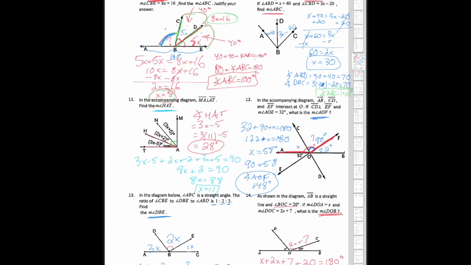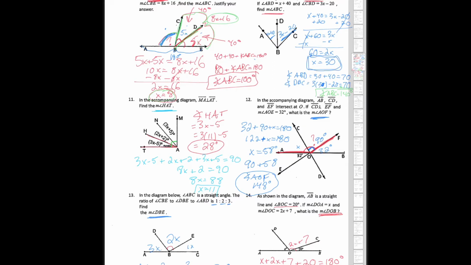Number 10, another multi-part question. So we have another bisector here, and we're given measures for actually both of the angles here. So angle ABD was x plus 40, and angle CBD was 3x minus 20. So if I go ahead and add those two angles together, I should get the entire angle. We know that the bisector means that they're equal. So when I take those two and set them equal to each other, I should get a value for x. So when I do that, x plus 40 equals 3x minus 20, I get x equals 30.